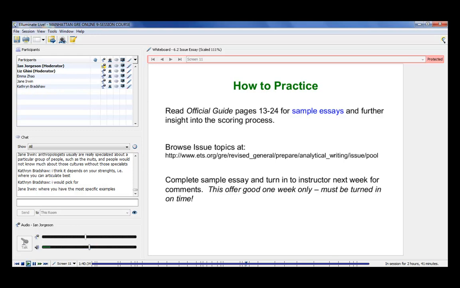They give you a list of all the possible topics. Don't waste a month trying to memorize all of them, but definitely browse them and get a feel for both the style of the topics and also the 6 different tasks that they might give you. And final point, complete the sample essay and turn it into me or Liz, in the next week or so.